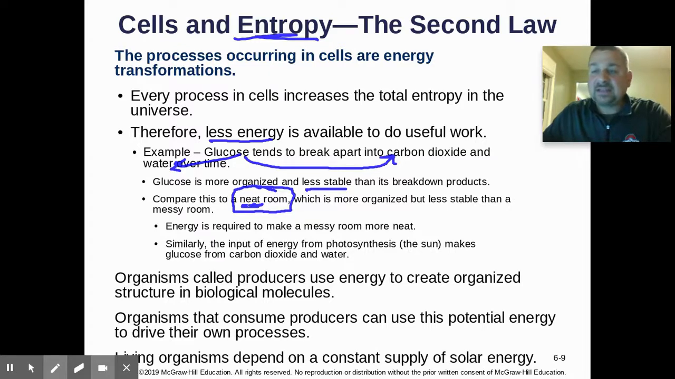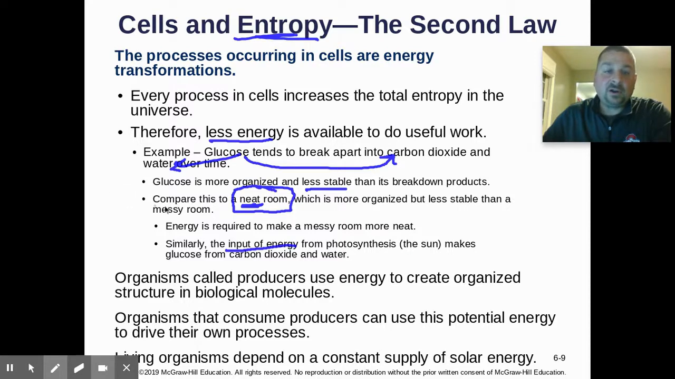Same thing on my desk at school. I can just get exploded with things. I have to take time and energy to file papers away, to clean up messes, to put up little lab supplies here or there from preparing a lab. I have to put in energy in order to keep it very neat.